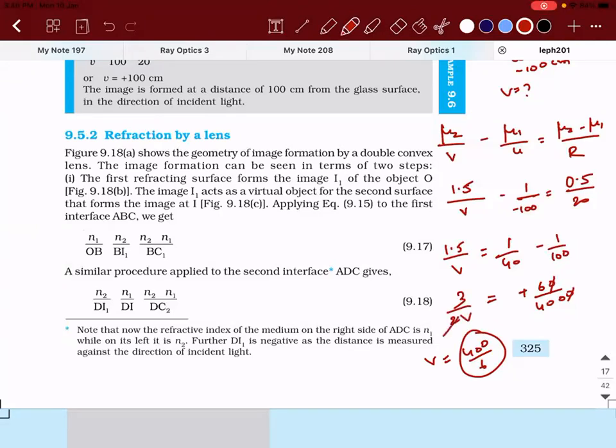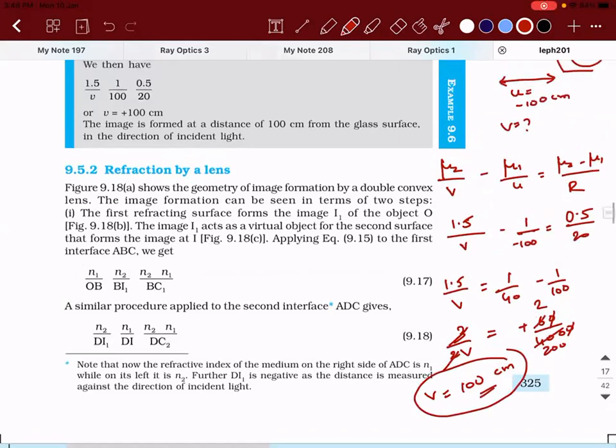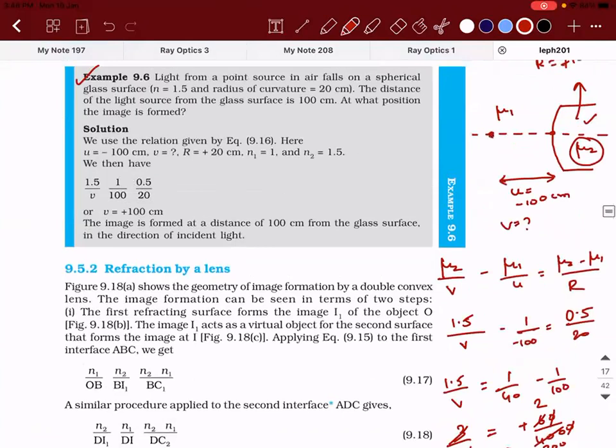So 3 divided by 2v means this is going to be 200 times, and this will be 2 times. So 200 divided by 2, which is going to be 100 centimeter. That will be the answer, and it has come out as a positive value. So the meaning of positive value is the object is on the left hand side and the image is formed on the right hand side.